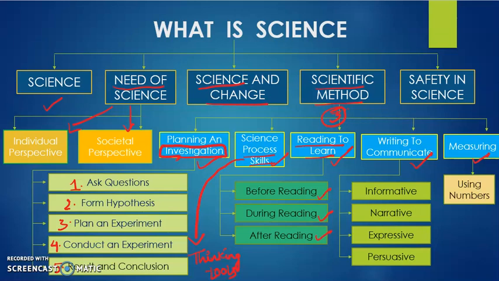And next, writing to communicate. What is the use of writing? While we write an answer to a question, we communicate with the examiner in the form of an answer to the question. So here writing plays a main role in communicating with others. There are four types of writing: informative writing, narrative writing, expressive writing, and persuasive writing.